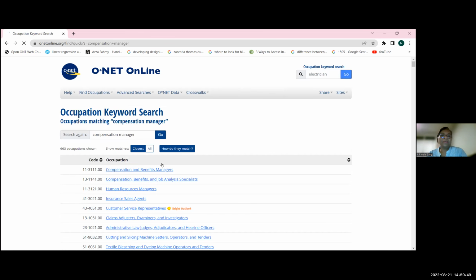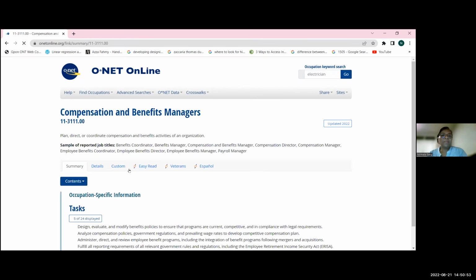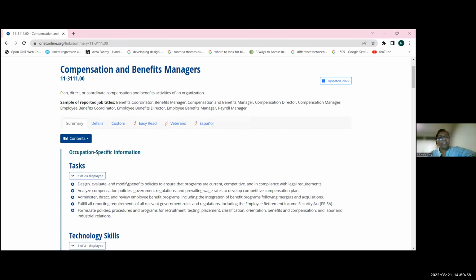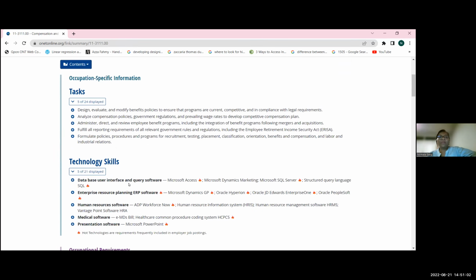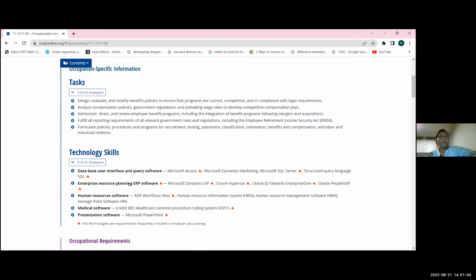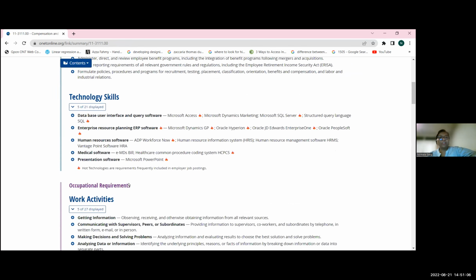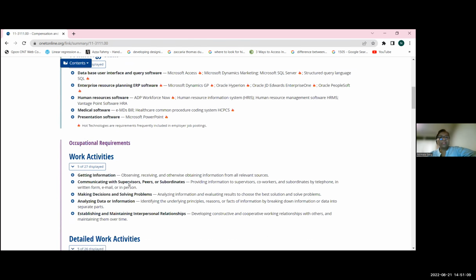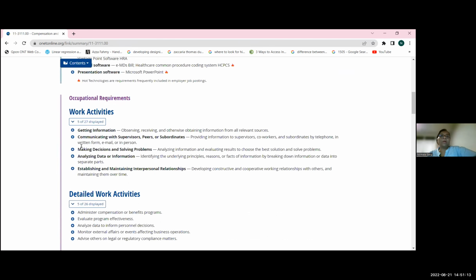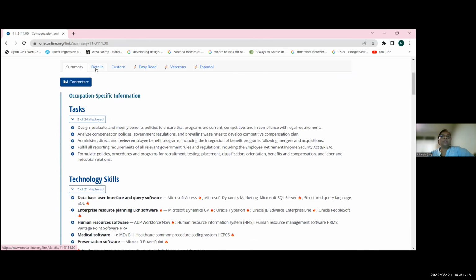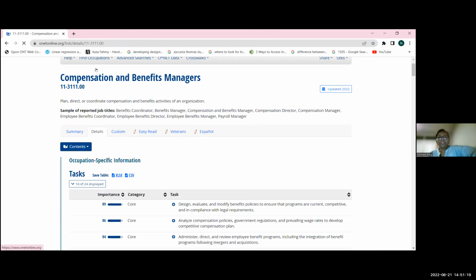All right. So it gives you a quick summary of all the tasks. You can see design, evaluate, modify, benefit policies to ensure that program. So it gives you the kind of technologies used, all the work activities, all the detailed work activities, etc. Now, if you also want a detailed job description, you can also get a detailed job description. You can see that.